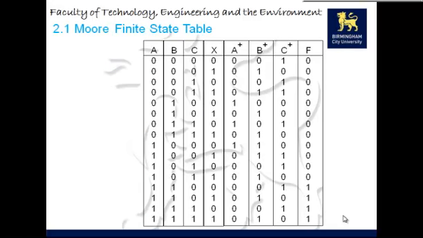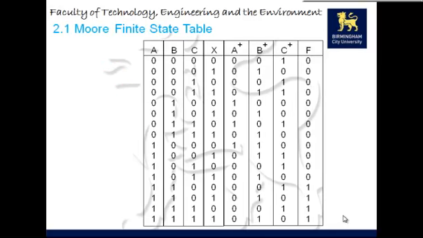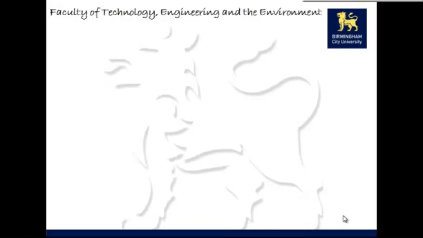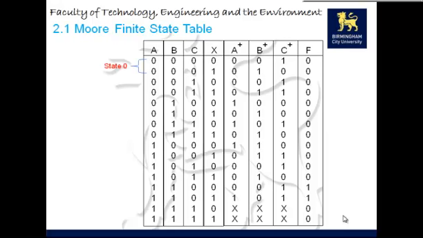This is the Moore finite state table. This is actually 2.0, sorry. It should be 2.1. And relate this to the state machine that I've got. This is 2.0 by the way, not 2.1. And this is 2.1.